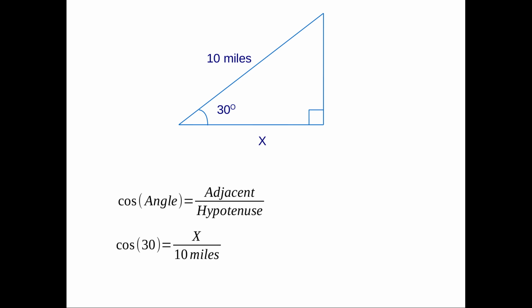We plug in our values. X is unknown. X is the length of the adjacent side. 10 miles is the hypotenuse, and 30 is your angle. Rewrite this using algebra, solve for x, and you get a value of 8.66, which is the value of x.